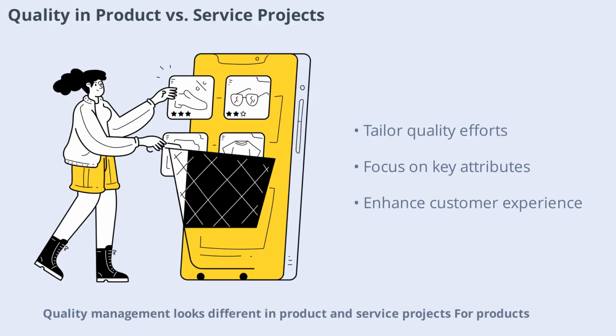Quality management looks different in product and service projects. For products, quality often focuses on features, performance, and durability. For services, it's about reliability, responsiveness, and customer experience. Tailor your quality planning and assurance efforts to the unique needs of your project type for the best results.